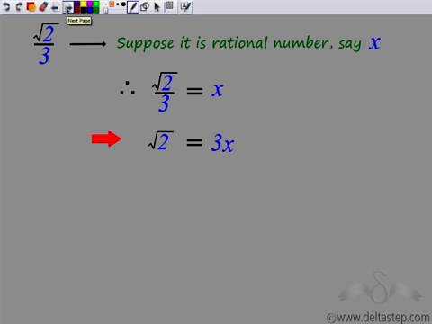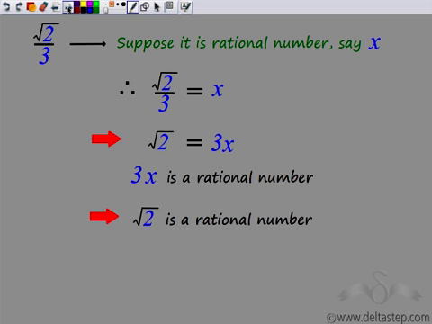So I get this. Now what I know is that multiplication of two rational numbers gives me a rational number again. Rational numbers are closed under multiplication too. So I multiply 3, which is a rational number, by x, which is a rational number again. So this side, which is the right hand side, is a rational number for sure. Now if right hand side is a rational number, that implies the left hand side is also a rational number. So what I get is that under root 2 is a rational number.